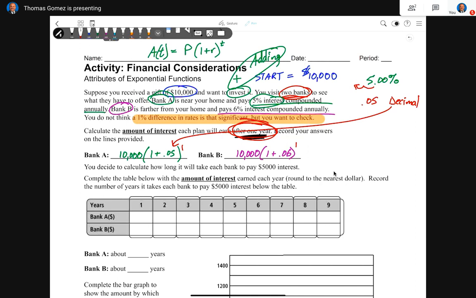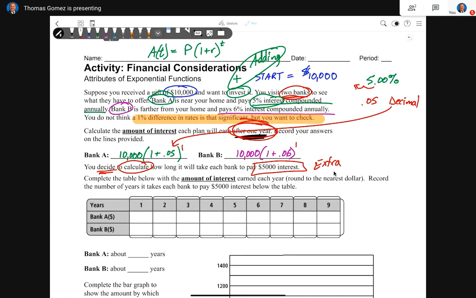So we want to see what happens. What do these yield as time goes on? So you decide to calculate how long it will take each bank to pay $5,000 interest. Okay, you want to see when will I get $5,000. So this is extra money aside from your 10,000 that you're going to be getting. This is what you want to basically find out.